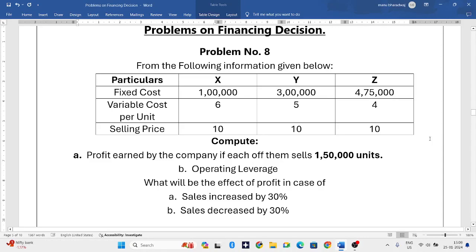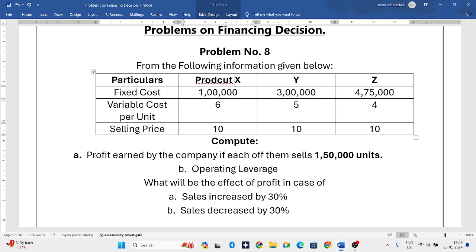In this particular video, we'll be solving one more problem, section C problem on financing decision. The question is on the screen. Please take a screenshot of the question or at least pause the video and write down the question. They have given certain information. We have three products, namely product X, product Y and product Z.